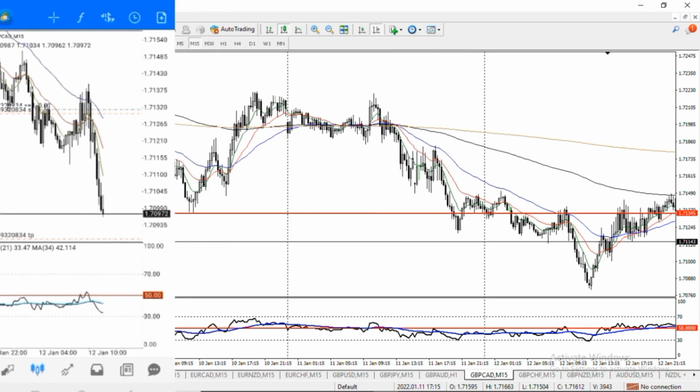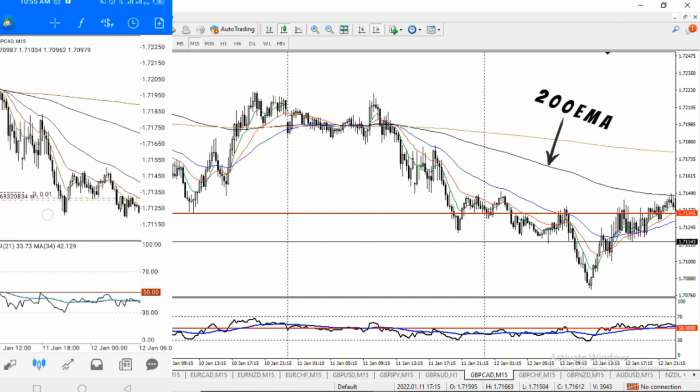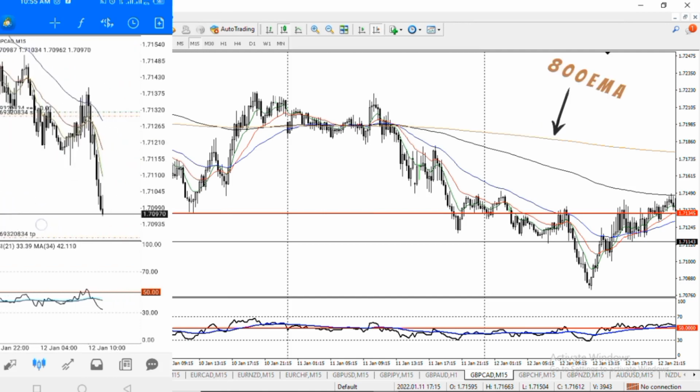Now going back to the trade, I particularly liked the positioning of the moving averages all sloping downward, with the 50 EMA below the 200 EMA and the 200 below the 800 EMA.